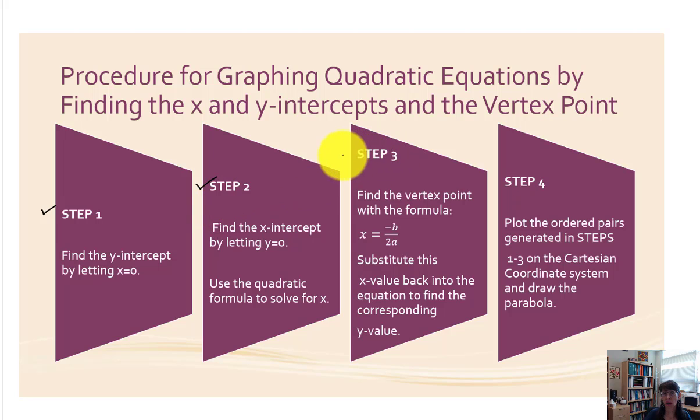In step 3, to find the vertex point, we use the formula x equals minus b over 2a. Now keep in mind this only gives us the x value, so we will take that x value and substitute it back into the equation to find the corresponding y value. So that will generate an ordered pair for us. And finally, step 4, if we plot all the ordered pairs from the previous steps, we should end up with a graph of our quadratic function.